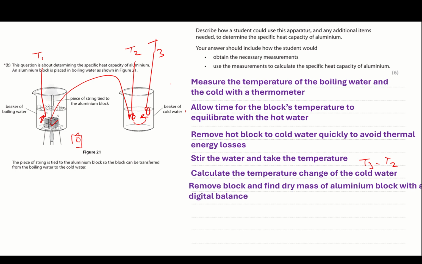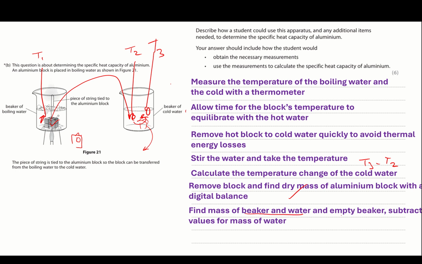Remove the block. So the block was in there. Let's take that out, dry it, and find out the mass of the block. Next part. Find the mass of the beaker and the water, then empty the water, subtract the values for the mass of the water. Now we've got everything. We know Q for the amount for the water equals MC delta T. That's the mass of whatever I've got there, times specific heat capacity of water, times T3 minus T2. There we go.